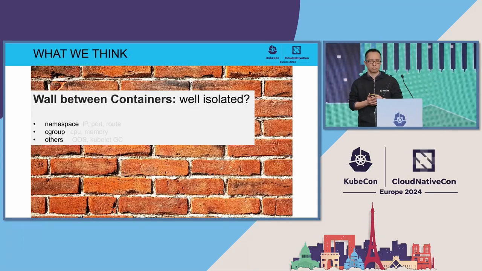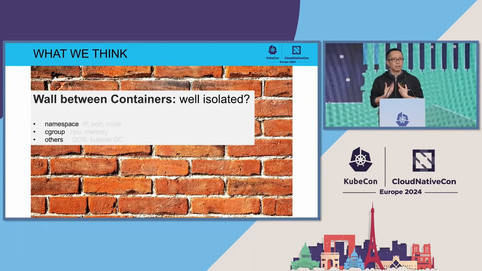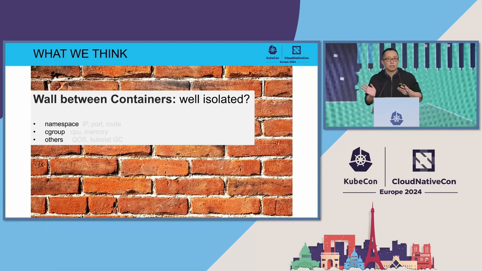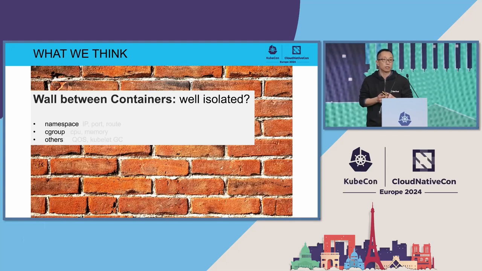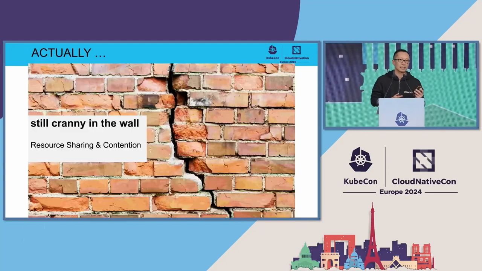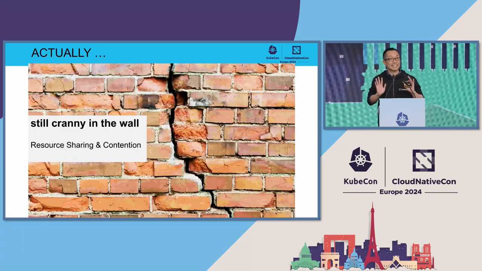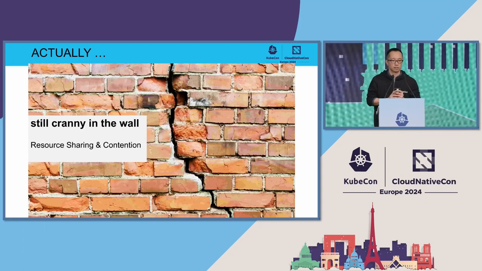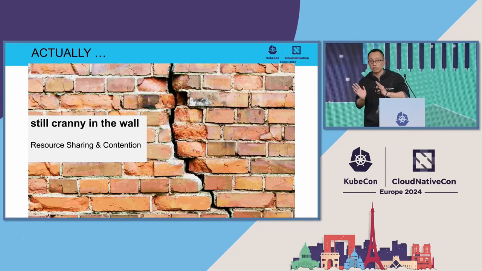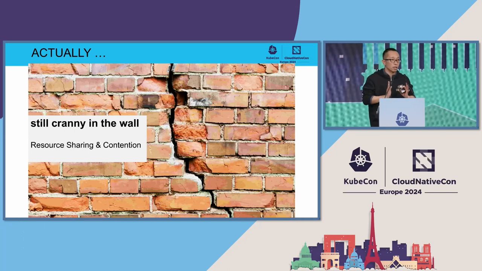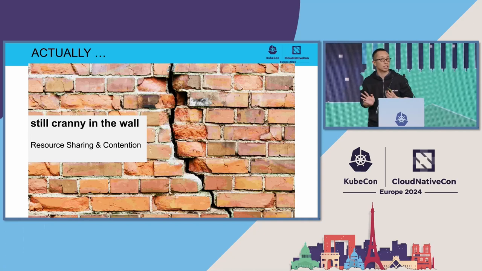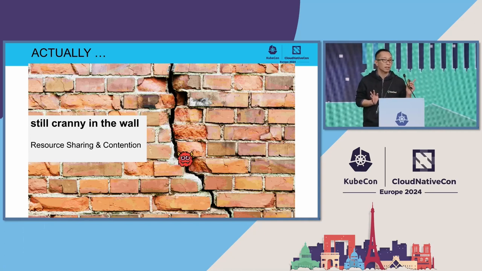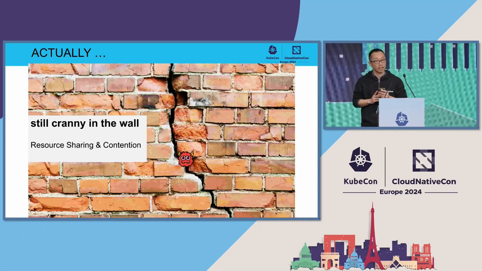How could it happen? In our mind, the walls between the containers are well protected and well isolated, with the protection of namespaces, cgroups, and those mechanisms. But actually, there is still a cranny in the wall. The pod will share some specific resources on the same host with the containers on the same host and compete with each other. This is where the monster can break out.